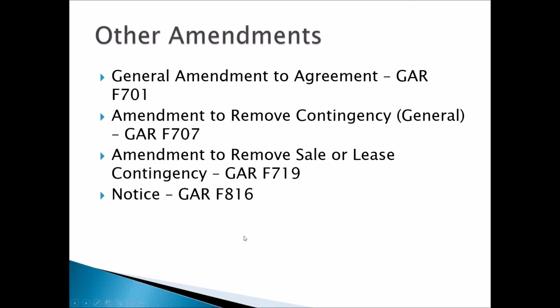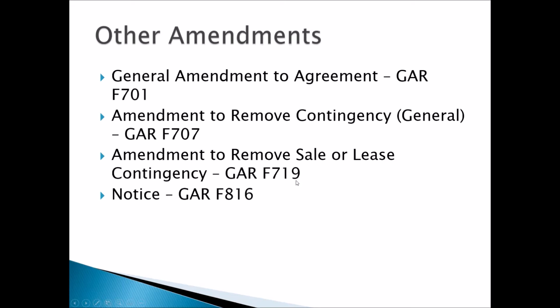All right. Other amendments. Again, there is a general amendment to the agreement. It's GAR F701. There is a general amendment to remove a contingency. That's GAR F707. There is the amendment to remove the sale or lease contingency. So we talked about that exhibit. If the buyer gets kicked out, the buyer is going to stay in contract with the seller. They're going to remove those contingencies, and this is what they would use. They would use amendment to remove sale or lease contingency.